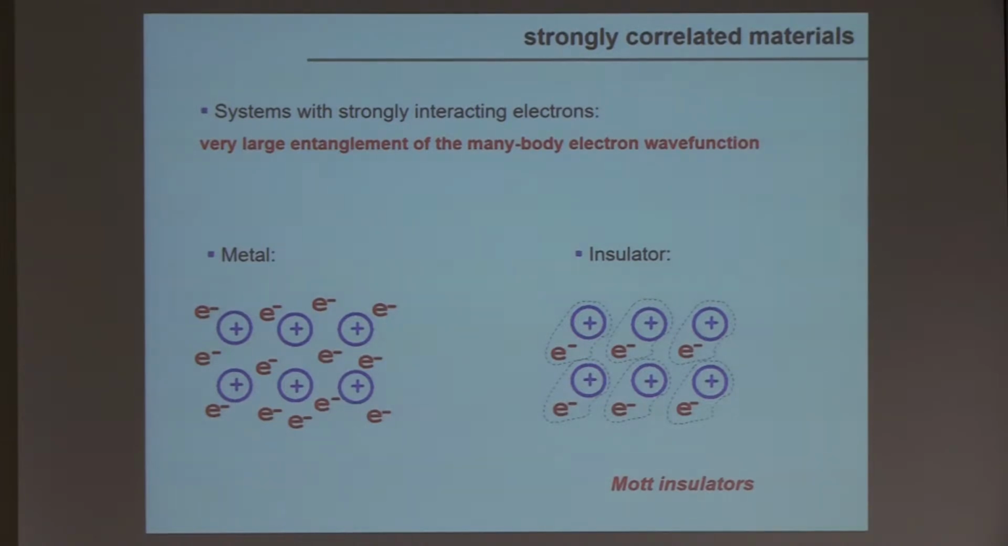So, in fact, we are interested in strongly correlated materials, and for us, strongly correlated materials are systems with strongly interacting electrons. That means that the electron wave function is very largely entangled. And one important property of correlated materials is, for instance, the presence of Mott insulators.